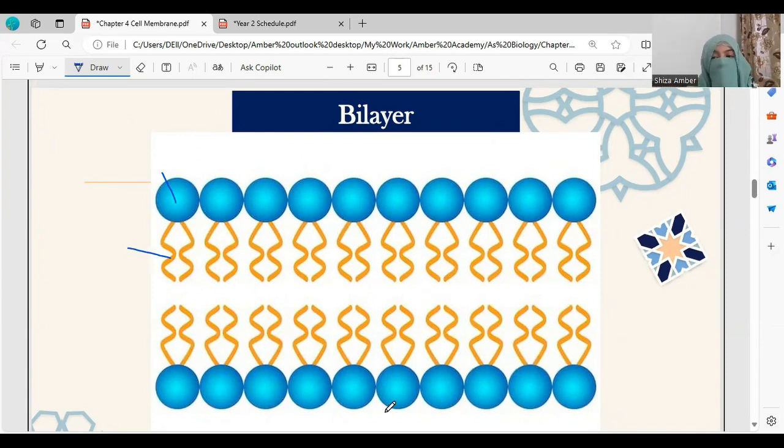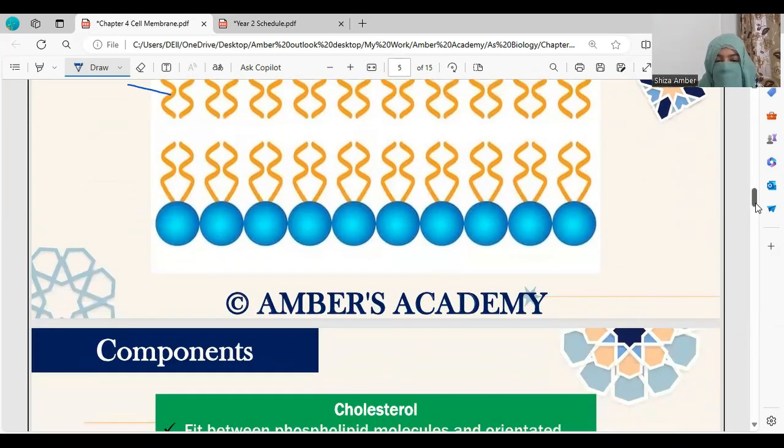We also need more explanation for the fluid mosaic model. We'll cover it next week, because the time is almost over. Is there any confusion till here?